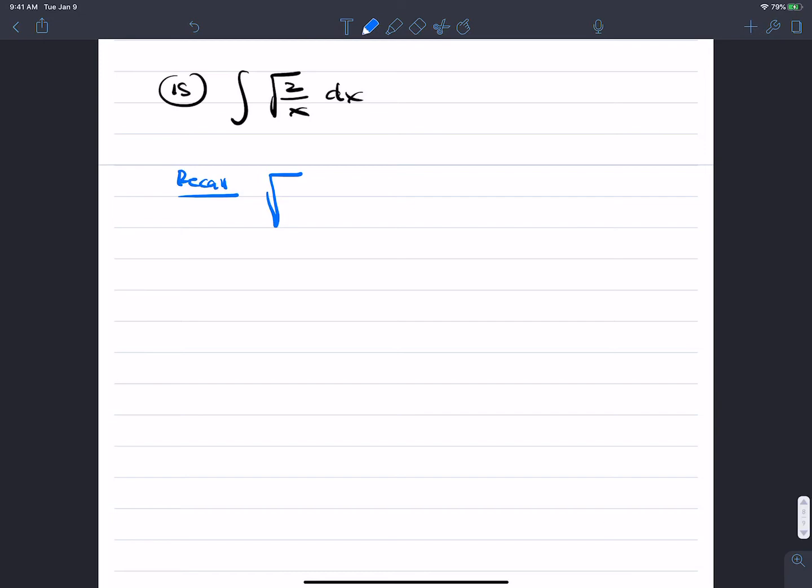If you have the square root of a what? Of a quotient. That's quotient of square roots. Is that right? So what this means is I got the square root of 2 over what? Square root of x dx. So this question is the same. Now, notice here you have a constant. So pull out your what? Constant.